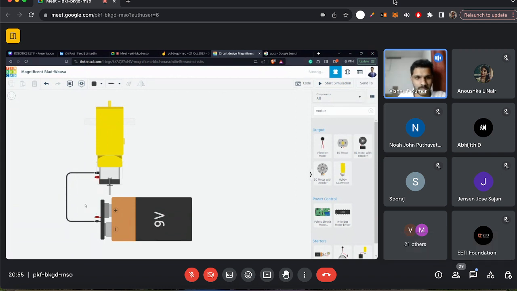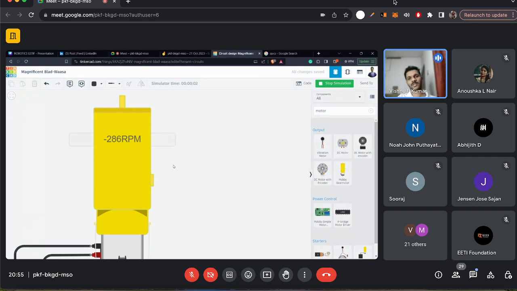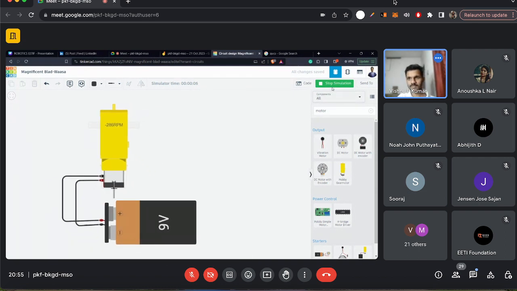So I'm giving negative to positive and positive to negative. I'll just start the simulation, and you can see the motor is rotating backwards with a negative RPM. And I want to put a switch in between this.